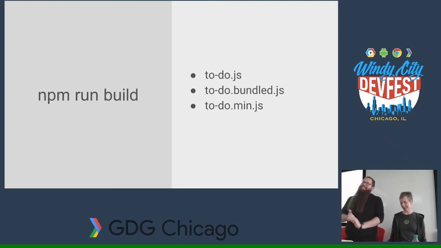It'll generate an ES module version. That's the to-do.js. It'll use Webpack to also build a bundled version that has all the dependencies. And then there's also a minified version, the bundled version with all the dependencies and minified for a more production-ready version.